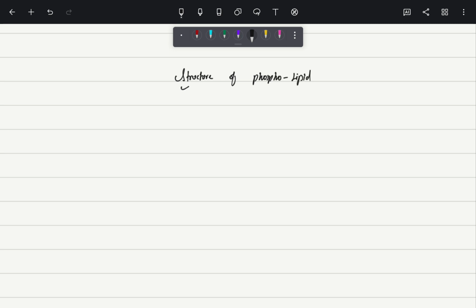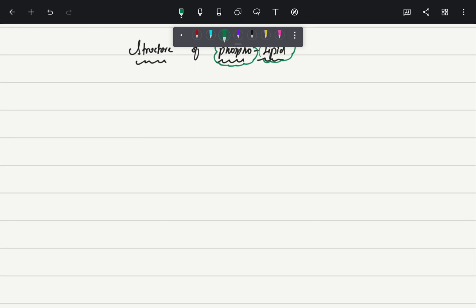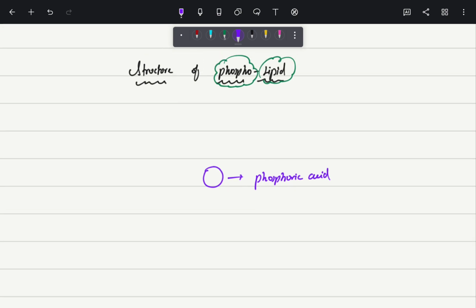So whenever we are talking about phospholipids, as the name suggests, it should contain mainly two things. One is your phosphate and the other one is your lipid, right? So we are going to draw the structure based on it. So here is your phosphate, and what is this phosphate called? This is not a phosphate, this is called your phosphoric acid. And it should contain a lipid also, right? So we are going to draw a lipid here. This is the lipid, and usually the lipids are your fatty acids.